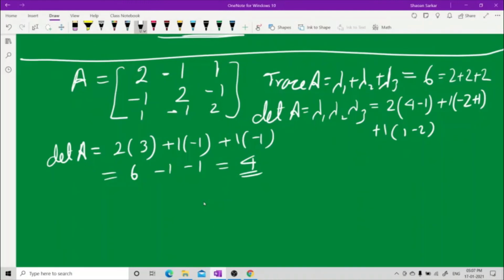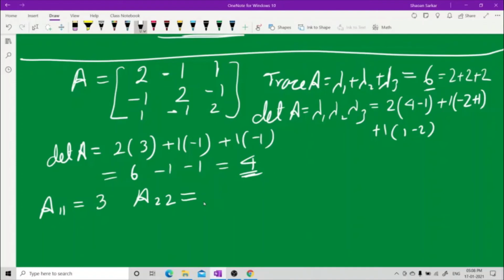Now you see one thing, you get a 6 here, you get a 4 here. Now I need to find the characteristic equation. So A11, let me find A11. A11 would be directly 4 minus 1, that is 3. I'm doing it directly now.